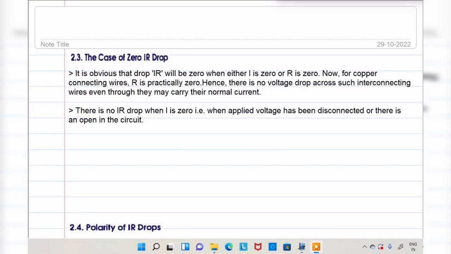Okay, next we are moving to the case of zero IR drop. I am explaining each and every topic to you. What about your syllabus?